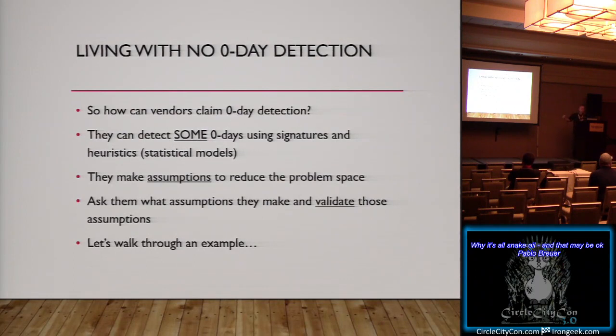So, we kind of covered this already. Some vendors are going to claim that they do 0-day detection, and they might. They're going to detect some 0-days, absolutely. They're not going to detect all 0-days. And the way that they detect some 0-days is they're going to use some heuristics and some signatures, but sooner or later somebody's going to either break that statistical model or they're going to tweak their binary so it bypasses the signatures, and they're going to get through. And what they're really doing is they're making some assumptions to reduce the problem space because they can't solve the problem otherwise. So what we really need to do is go through and validate those assumptions.